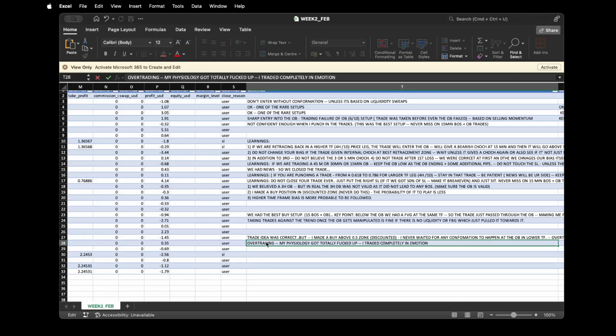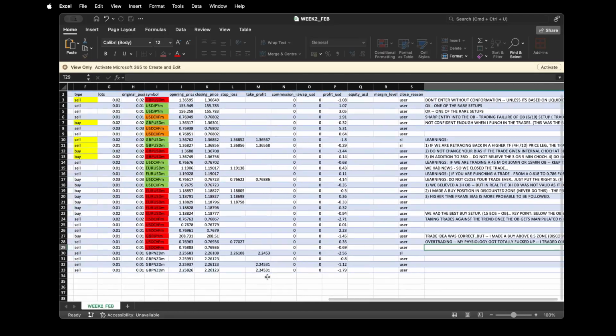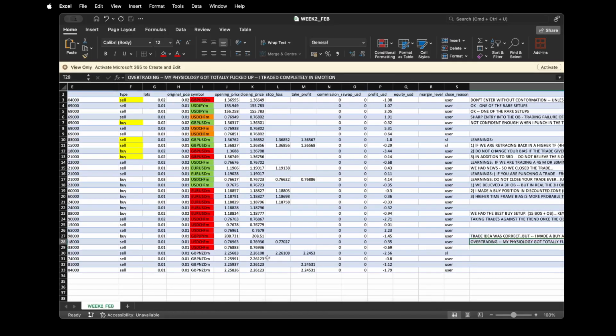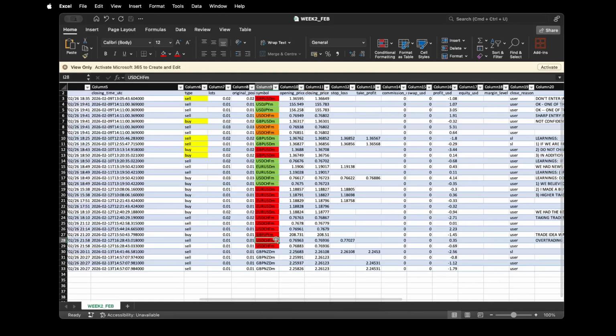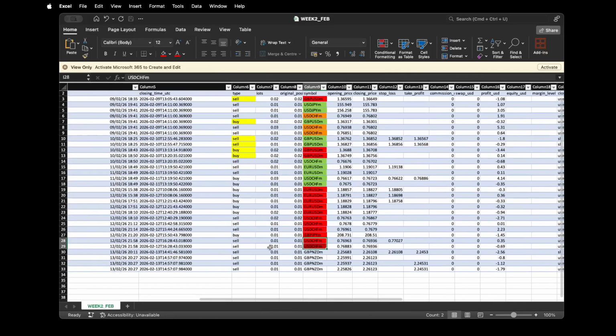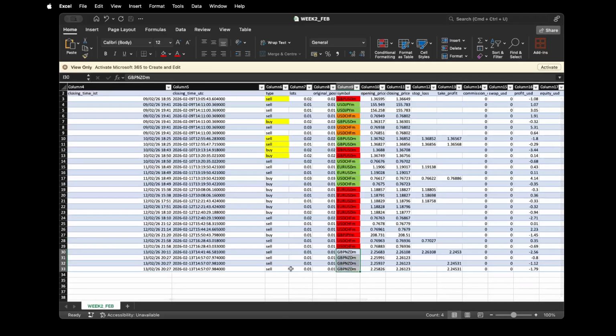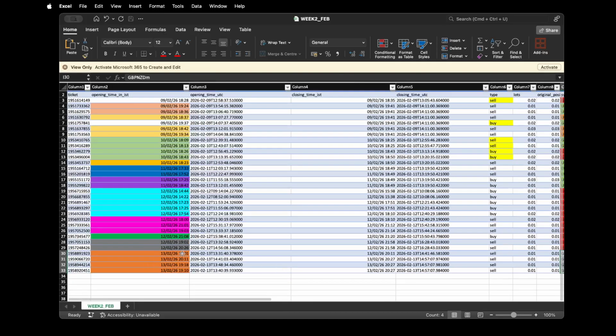So if I had stopped overtrading, I would have avoided this particular loss, because I traded fully emotionally in this trade. So there was no point. And then the last is GBPNZD, which was taken the next day. GBPNZD at 19, that is 18, 7 o'clock.